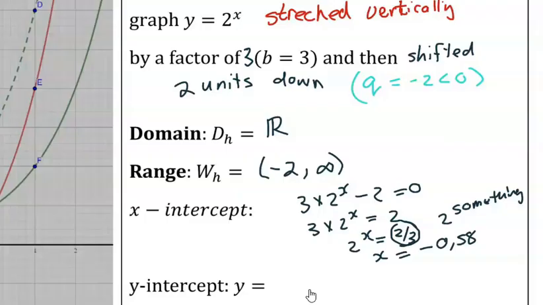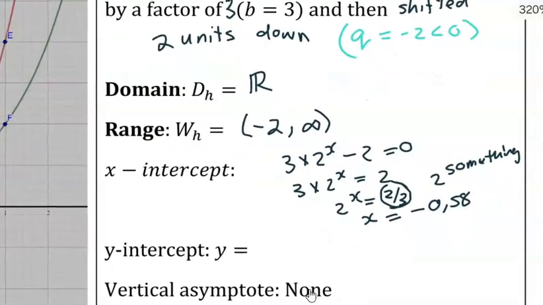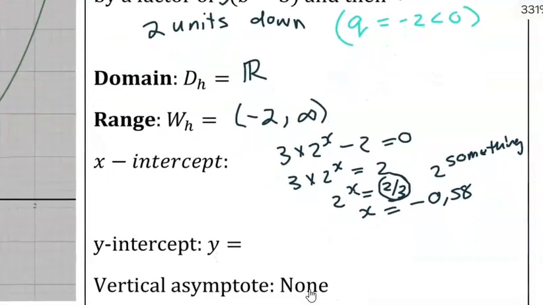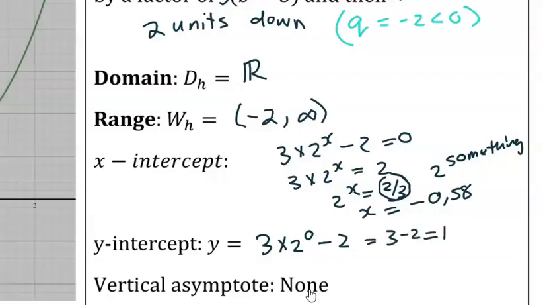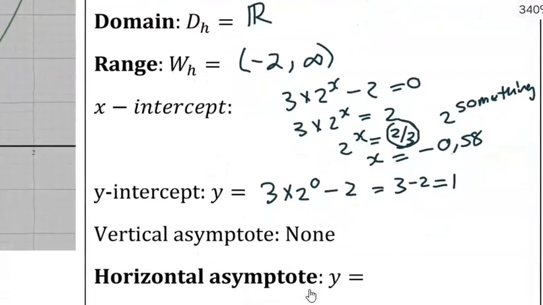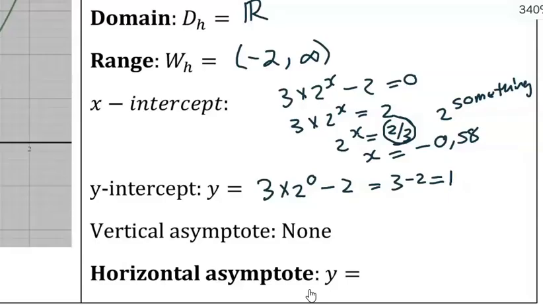Okay, so for the y-intercept, my x is 0, so I have the formula 3 times 2 to the 0 minus 2, so that gives me 3 minus 2, which is equal to 1. My horizontal asymptote will be this q value of mine. That will be y equal to minus 2, which is my q value.